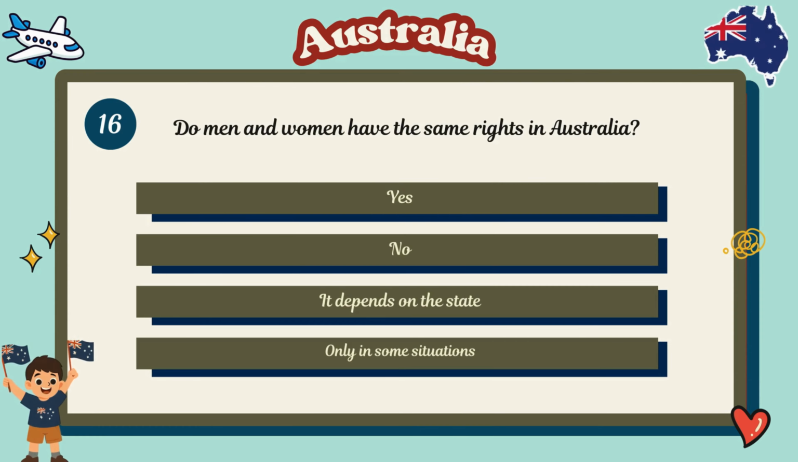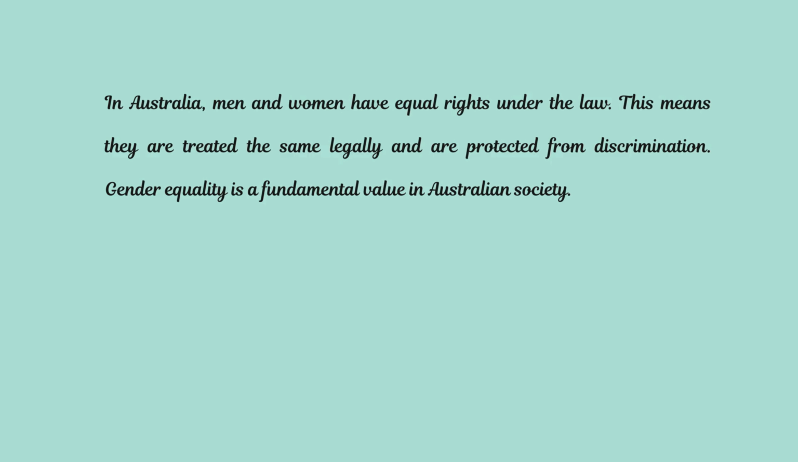Question 16. Do men and women have the same rights in Australia? A. Yes. B. No. C. It depends on the state. D. Only in some situations. Correct answer A. Yes. In Australia, men and women have equal rights under the law. This means they are treated the same legally and are protected from discrimination. Gender equality is a fundamental value in Australian society.